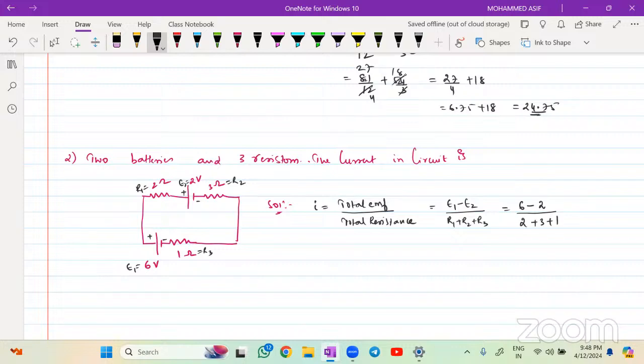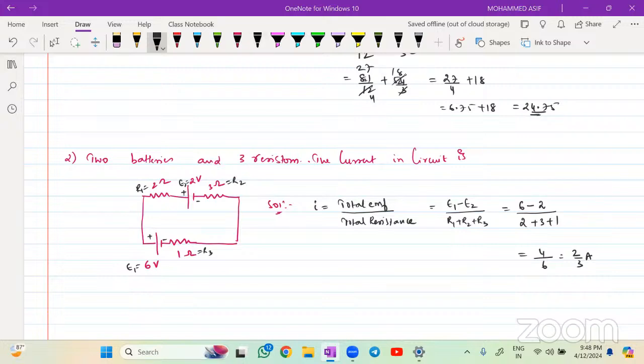So this is 6 minus 2 divided by R1, which is 2 plus 3 plus 1. So 6 minus 2 is nothing but 4. 4 divided by 5, sorry, 6. 3 plus 1 here, so plus 1 is also there. So this value will be equal to 6. That means this value will be equal to 2 by 3 amperes.